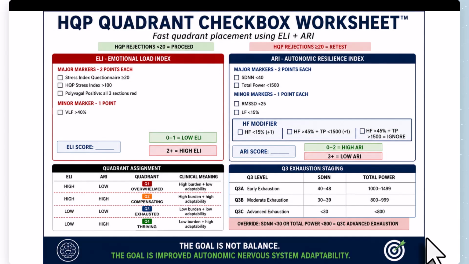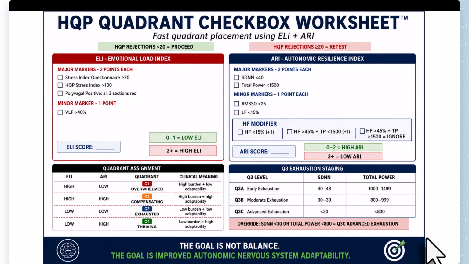And here on the website, you can download this. And this kind of puts it all together for you. So you can calculate, again, if the ELI, emotional load index, is low or is it high? And the same on the other side, you can fill in and score it, and you can look at the quadrant assignment down below.